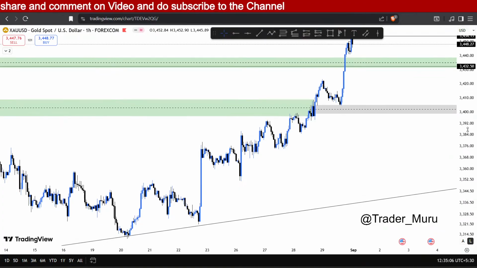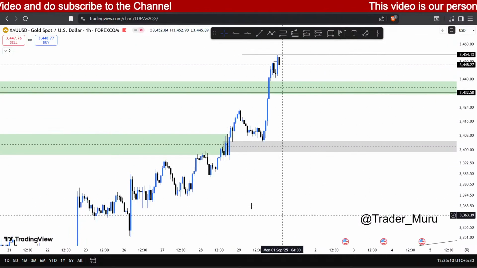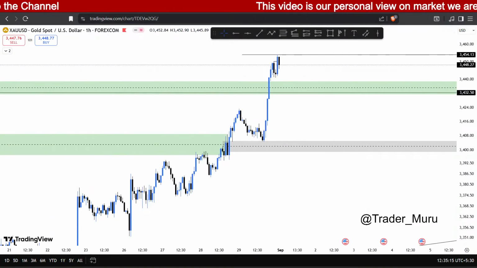Okay, I'm just coming to the comment session. Let's see what you guys have. This is all I have about gold. Gold is bullish, and these are all my buying levels.